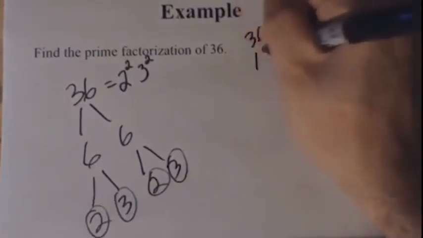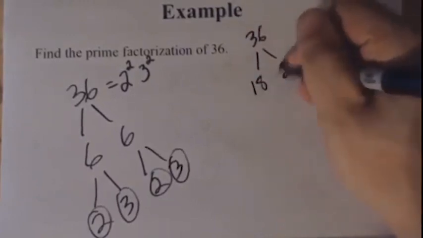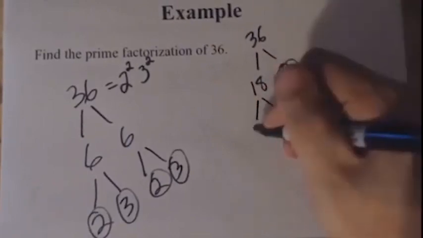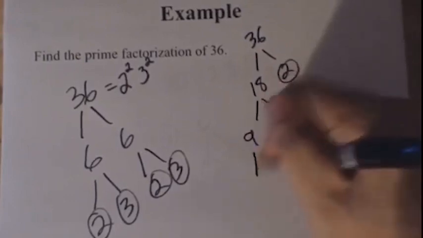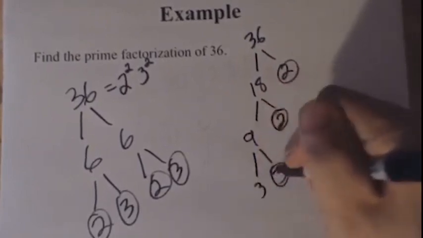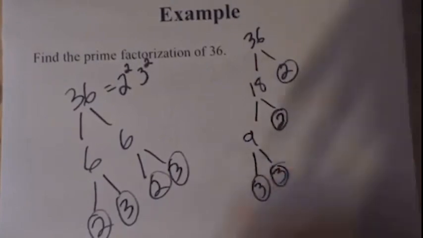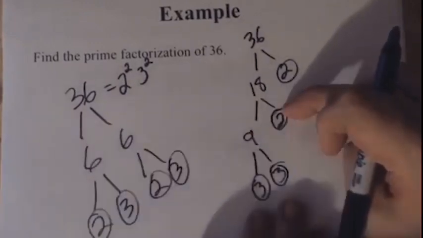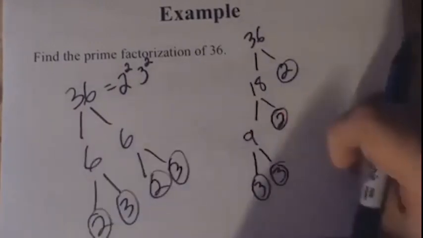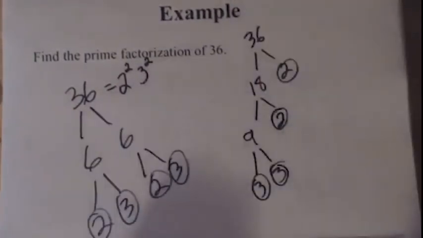Again, just to show it doesn't matter. Maybe 18 times 2. And then 18, maybe that's 9 times 2. And then 9 is 3 times 3. From 18, maybe I did 6 and 3. And then 6 is 3 and 2. No matter how you break it up, you're going to get 2 2's and 2 3's here. 2 squared times 3 squared.